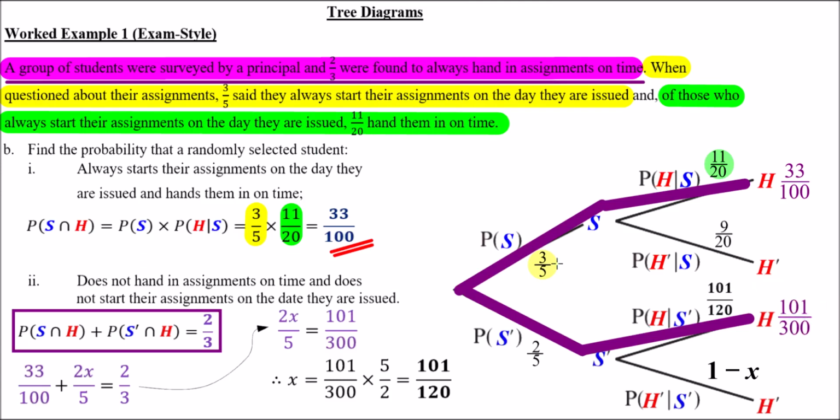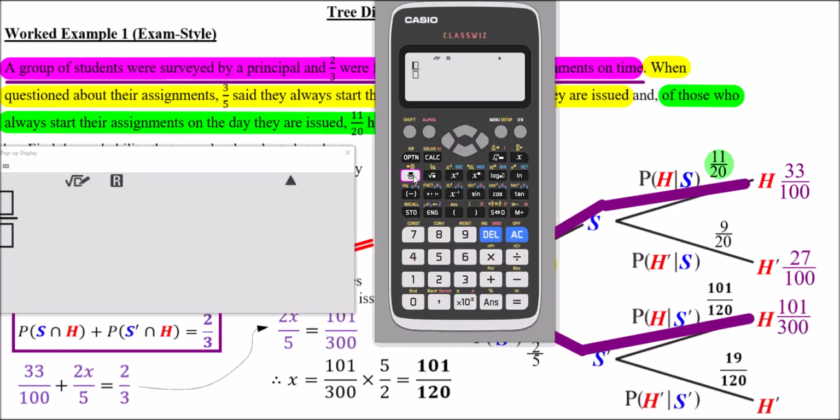In the same way, we can also work out this branch if we wanted as well. 3/5 times 9/20. We'll do that later. If this branch is 101/120, what we can do next is say that this one's 19/120. Like I said over here, 3/5 times 9/20, this branch will be 27/100. And then we can work out this probability in one of two different ways. We can either do 2/5 times 19/120. In fact, if we do that now, 2/5 multiplied by 19/120.